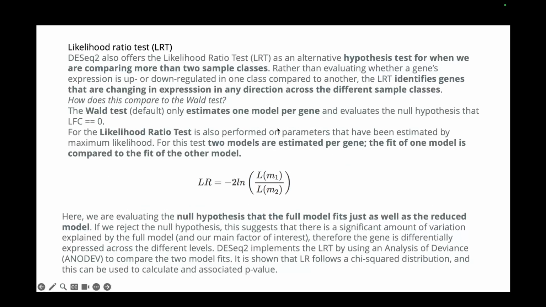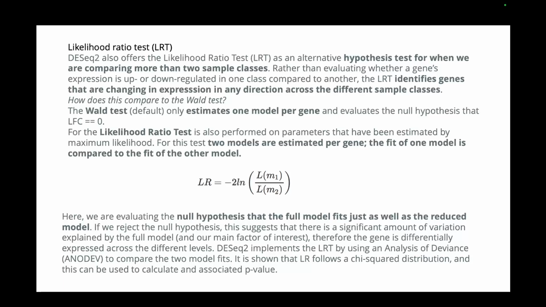But for the likelihood ratio test, you are modeling for different sample classes, and according to those classes you will have different sets of parameters estimated. So it is not one model per gene; it depends on the number of sample classes, and you can have multiple models per gene. It is also performed on parameters estimated by maximum likelihood. For this test, two models are estimated per gene, and the fit of one model is compared to the fit of the other.